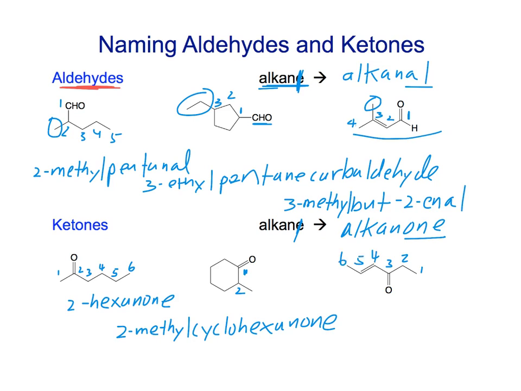So this would be a hexenone. So it is going to be hex-4-en-3-one. We got a given position for the ketone this time, though.